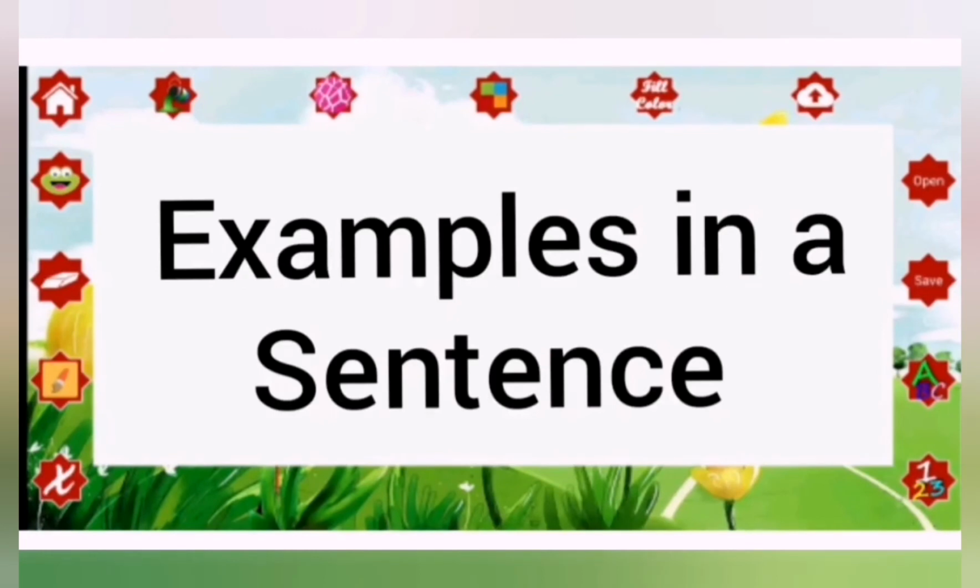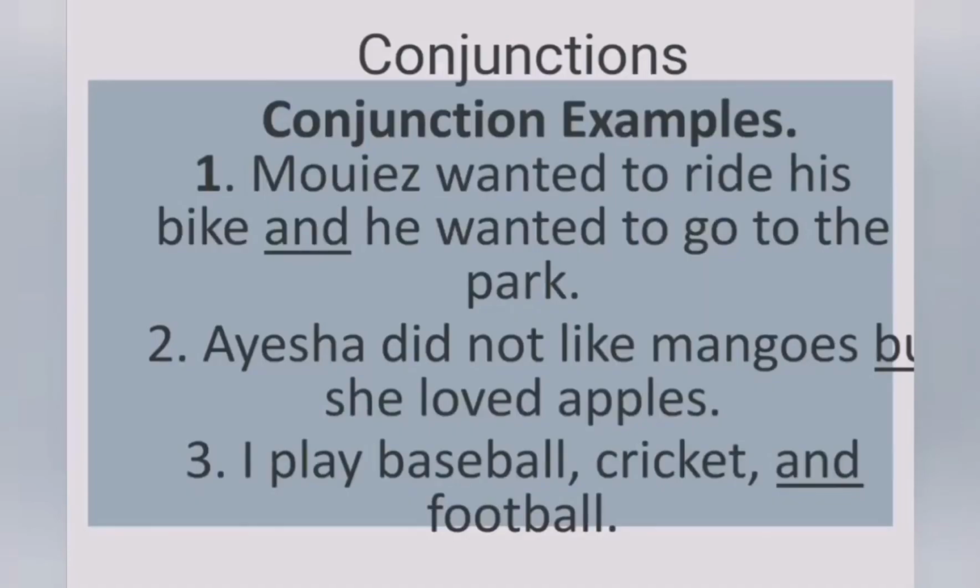Let's come to the examples in our sentences. Here, the underlined words are conjunctions. Moise wanted to ride his bike and he wanted to go to the park. Aisha did not like mangoes, but she loved apples. I play baseball, cricket, and football. In this sentence, and, but, and are conjunctions.